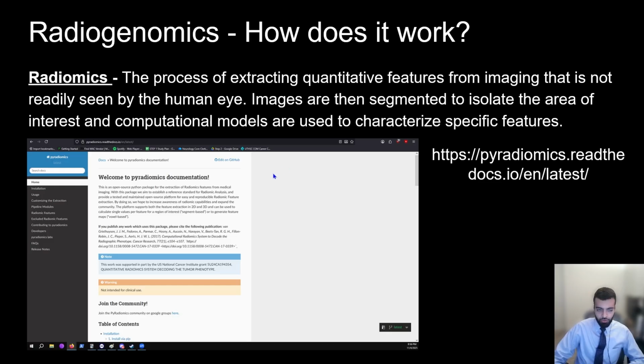And so the really cool thing about radiomics right now is that there's an open source Python package that allows us to extract these quantitative features from imaging with the use of the Python programming language. So this means that almost anybody with a computer and some knowledge of the Python programming language is able to segment images and extract quantitative features from them that can then be analyzed by a computer.